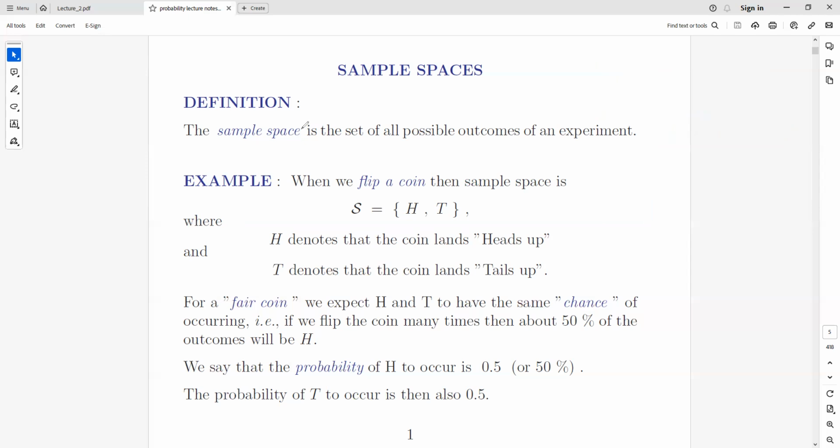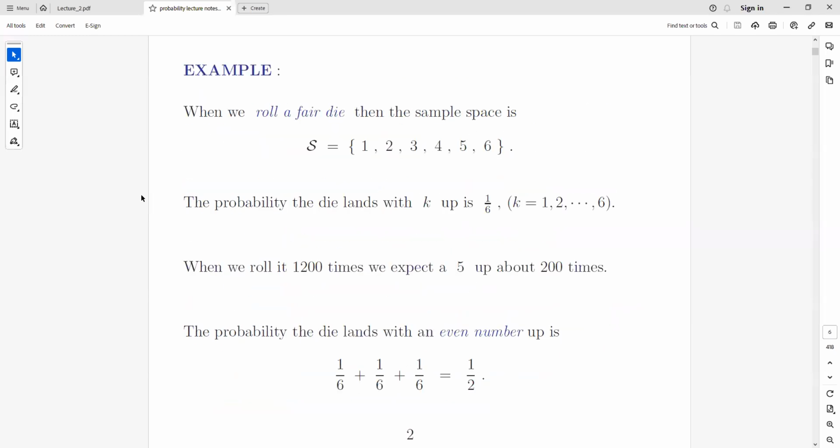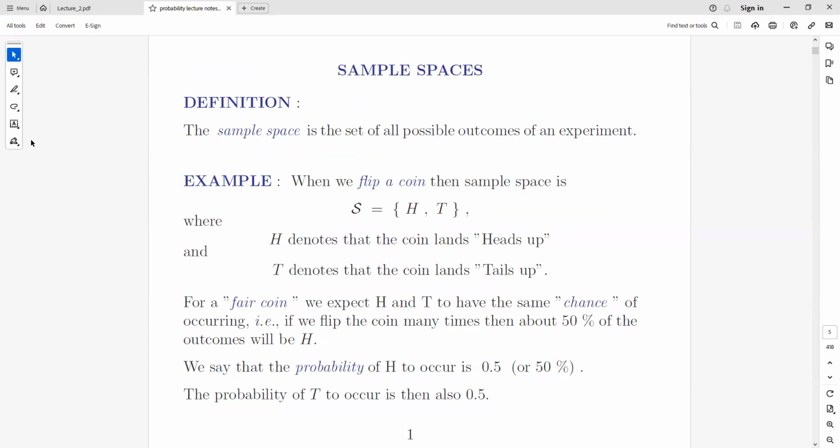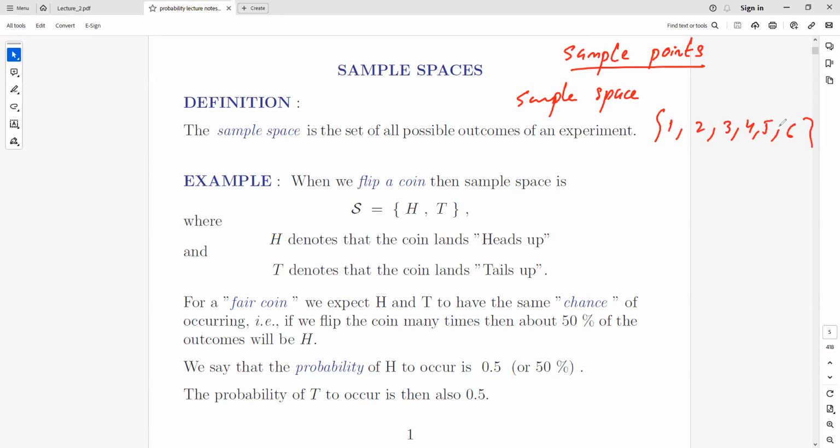Now we have some more definitions related to these sample spaces. For instance, we can talk about sample points. Now, what actually are sample points? Sample points are nothing but the elements of the sample space. So if we have this sample space 1, 2, 3, 4, 5, and 6, all these 1, 2, 3, 4, 5, 6 are called the sample points. So 1 is a sample point, 2 is a sample point, 3 is a sample point, 4 is a sample point, and so on.